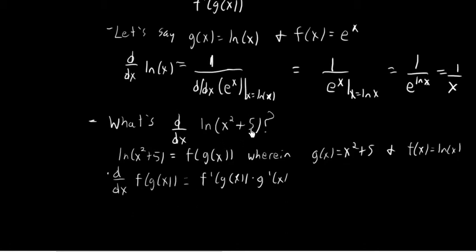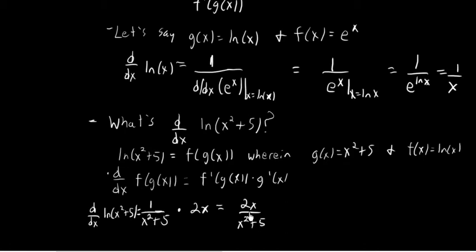because that's g of x, right? So 1 over x squared plus 5 times g prime of x. Well, that's going to be the derivative of x squared plus 5 with respect to x. That's 2x. And this is, again, the derivative with respect to x of ln of x squared plus 5 equals this stuff here. That's just going to be 2x over x squared plus 5.